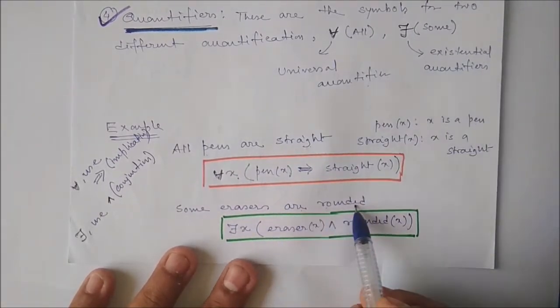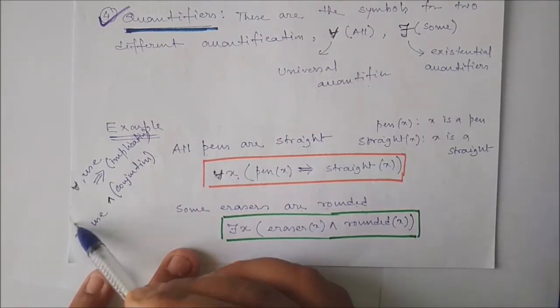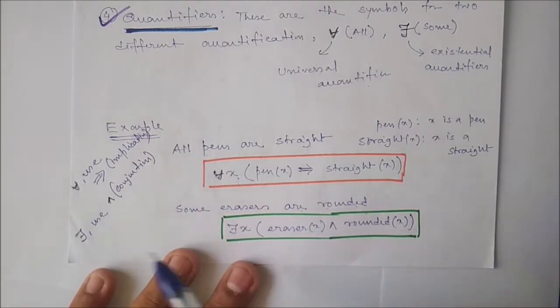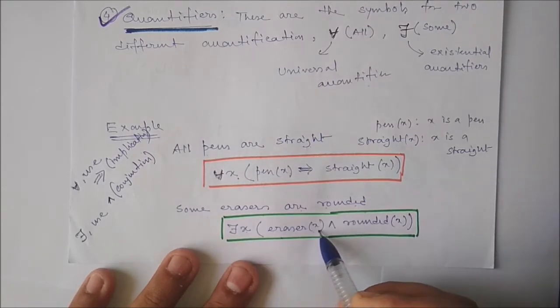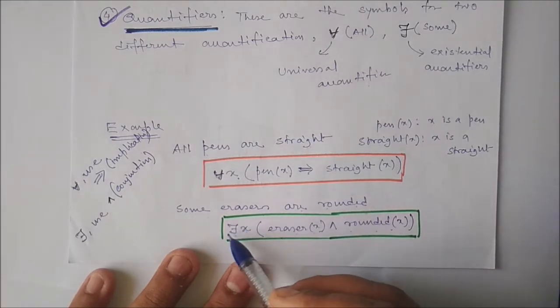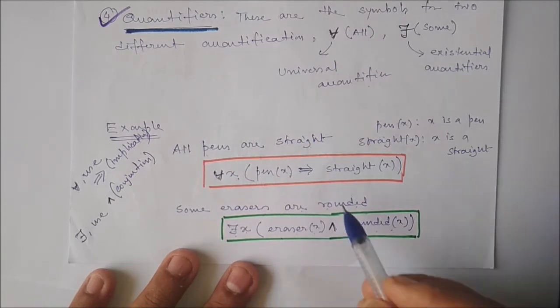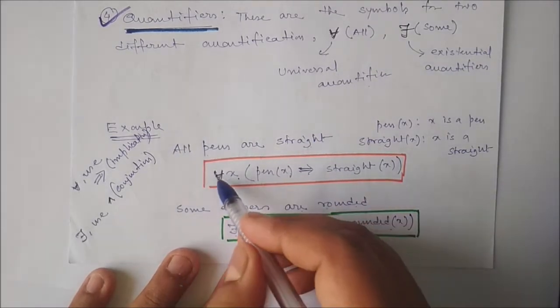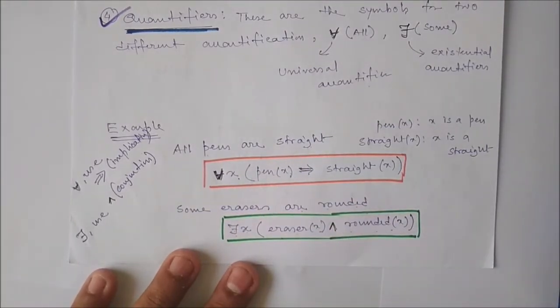Some erasers are rounded. Some means what? There exists some. So there you are using there exists. Definitely you have to use the and. So X is a variable. So if it is an eraser, it should be rounded. So there exists some X. If you are using there exists, definitely we have to use the and. You should not use implication. And if you are using for all, in that case we have to use the implication, not the and. You just remember this one.